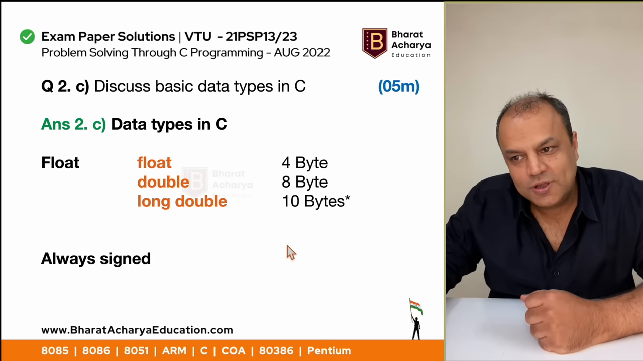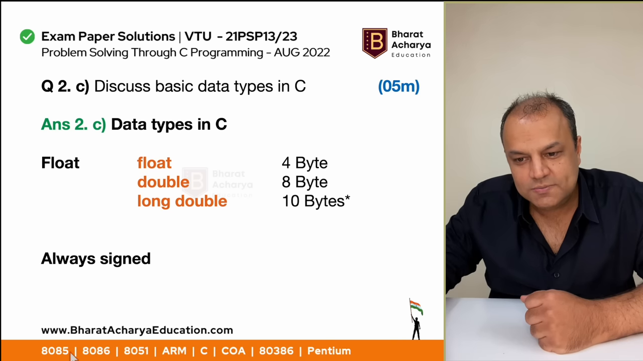Similarly, there is float. You will learn this and you will love it when you learn this. This is called the IEEE 754 32-bit format. You learn it in the COA subject, you learn it in 8086 when you learn the math coprocessor.